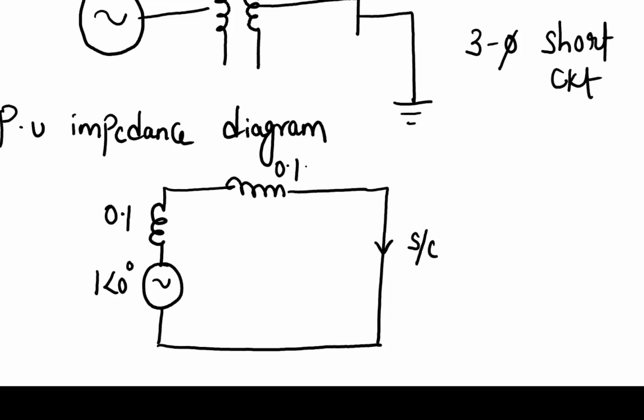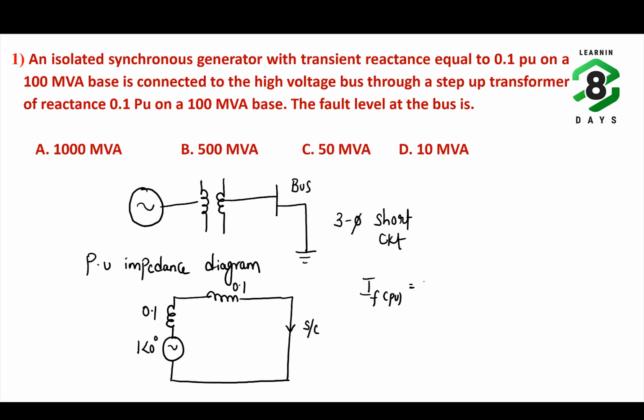Now, what is the per unit fault current in this situation? Per unit fault current is equal to 1 divided by 0.2, that is 5 per unit. This is 5 per unit. So fault level is nothing but the short circuit MVA for a given fault. To calculate the fault level, we have simulated a three-phase short circuit fault, for which initially we have calculated the per unit fault current.